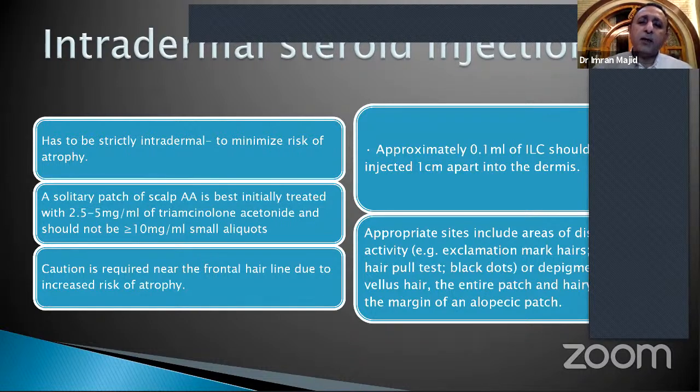Ideally, you should not use more than 0.1 ml of this intralesional steroid injection at one site, and you should inject 1 centimeter apart into the dermis. You should inject where you feel that the disease is the most active, so where you have exclamation mark hairs, a positive hair pull test, or black dots. You can even inject the entire patch. Some people say that you can inject all the margins of the hair loss patch, and that can even prevent progression of this patch.